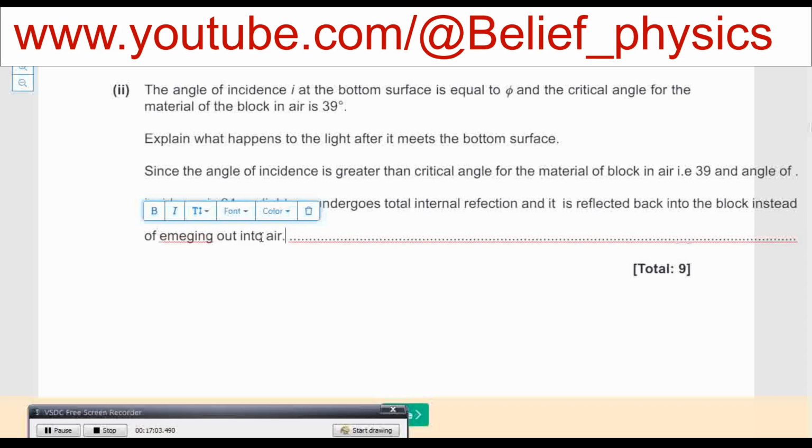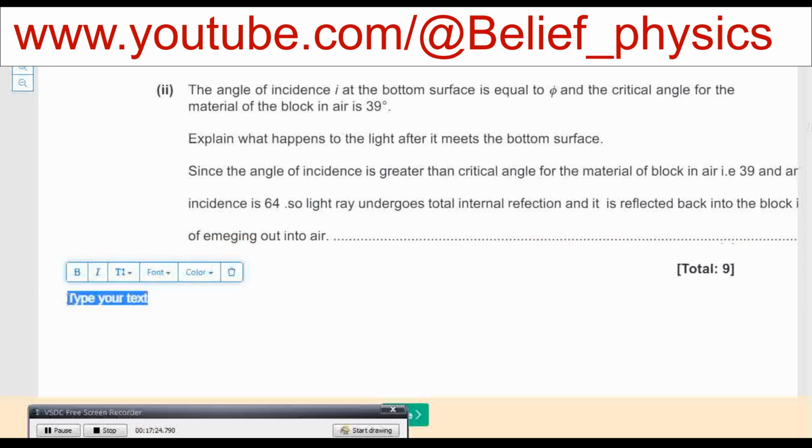If you can write this much, you will earn a total of 9 marks. So this completes question number 3. This was about total internal reflection and the refraction laws. We solved it. I hope that you understand what I wanted to convey to you.